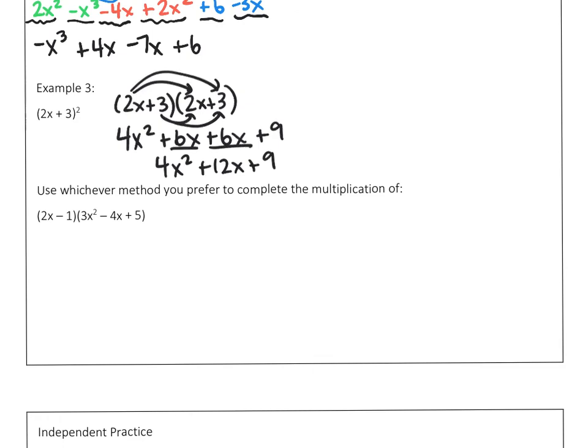Okay, here's one for you to try. Go ahead and use whichever method you prefer. But multiply 2x minus 1 times 3x squared minus 4x plus 5. Pause the video, come back when you've got an answer and check it.